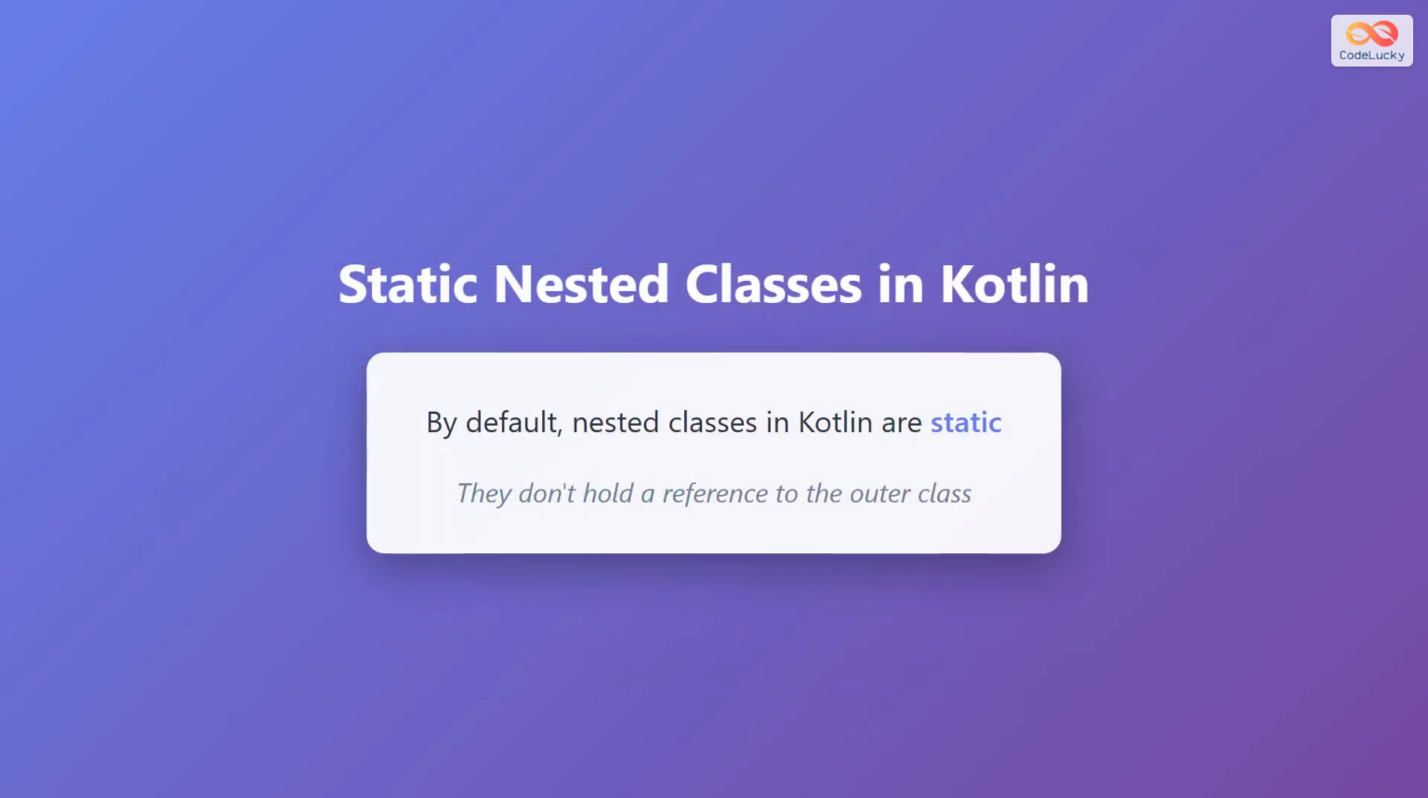An important thing to understand about Kotlin is that nested classes are static by default. This means they don't hold a reference to the outer class instance. They exist independently and don't have automatic access to the outer class's members.